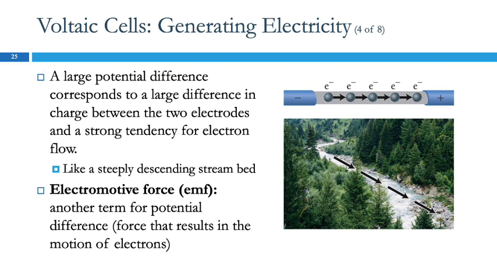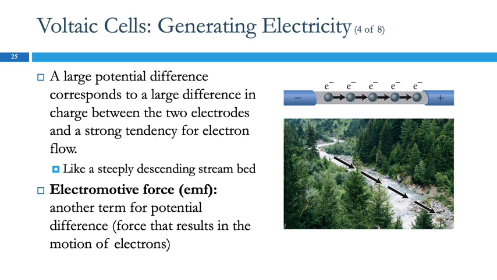So if we have a large potential difference, we get a large difference in charge and a strong tendency for electrons to flow. And this is going to be like a steeply descending stream bed. So if you look at where the water is being released from Pine Flat Dam, it comes out at the top of the dam, and then it falls, I don't know how many feet, but a significant number of feet before it hits the river, right? And so there's a very steep drop.